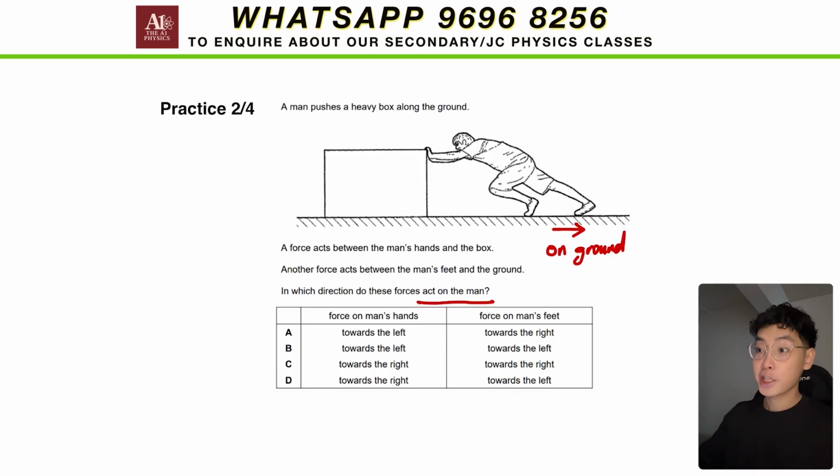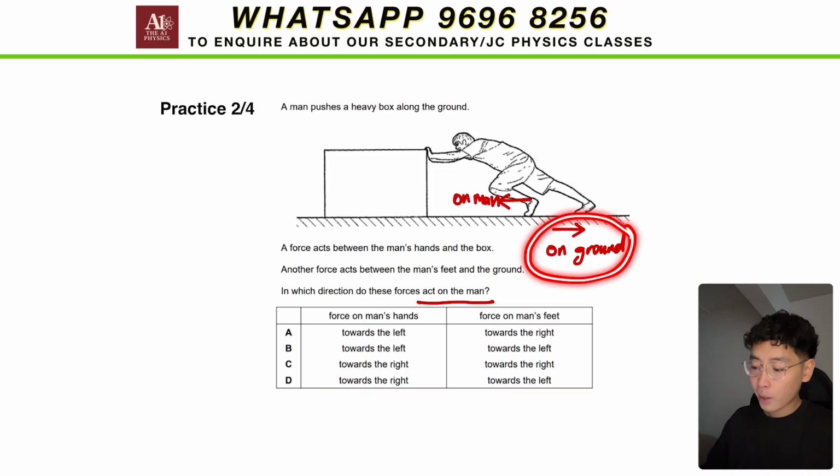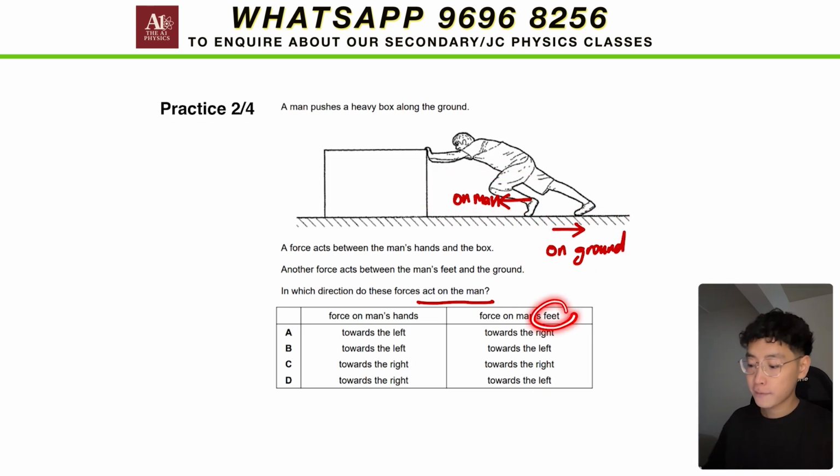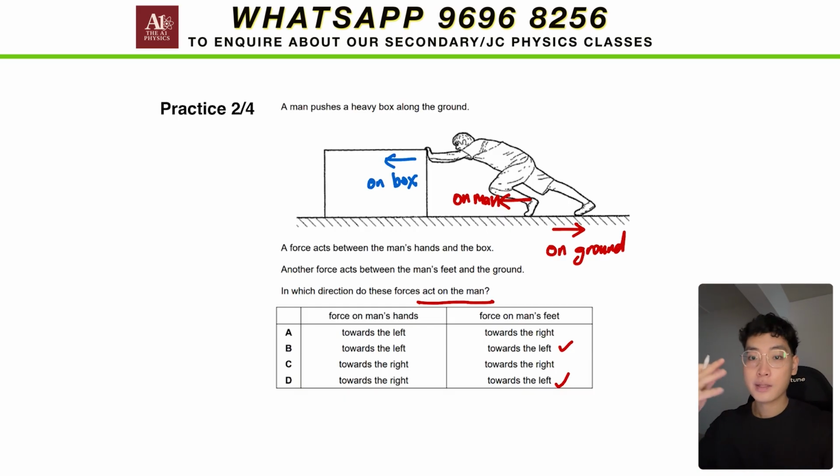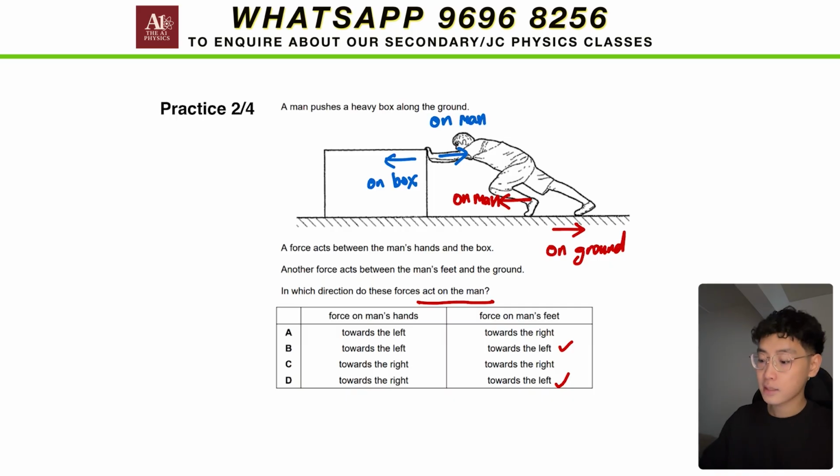And we know that from the action-reaction pair, the ground is going to exert a force in the opposite direction on the man. So this force is acting on the ground and this force is acting on the man. So if we were to look at the forces acting on the man's feet, it is to the left. Right, same thing over here. The man is pushing the box to the left. So because the man pushes the box to the left, it means that this is the force acting on the box. Right, the force on the box must be to the left. And by Newton's third law, the box is going to push the man to the right. So the force acting on the man is to the right. So the answer for this question is D.